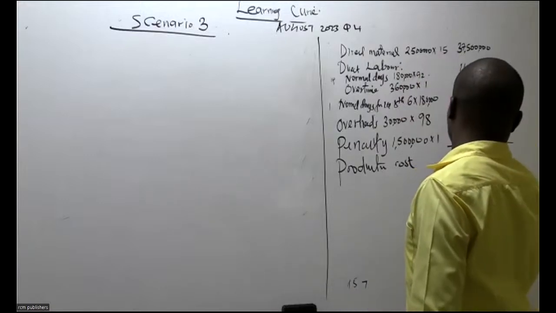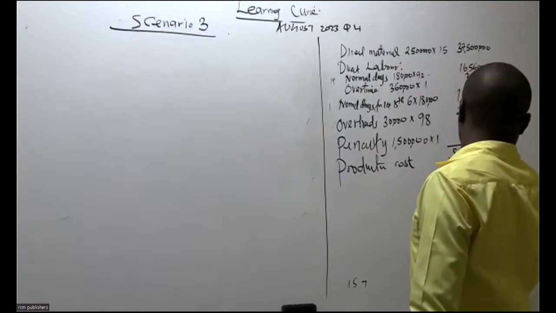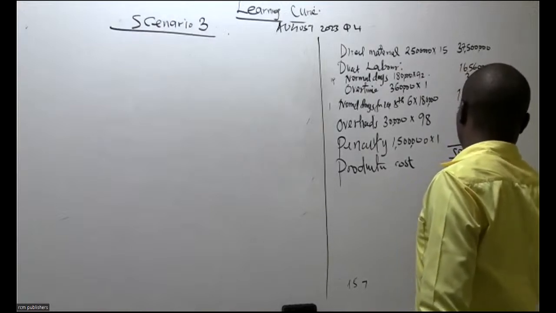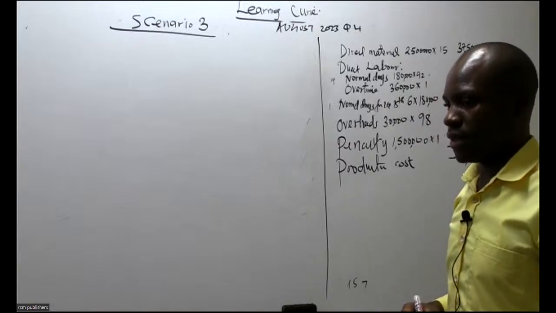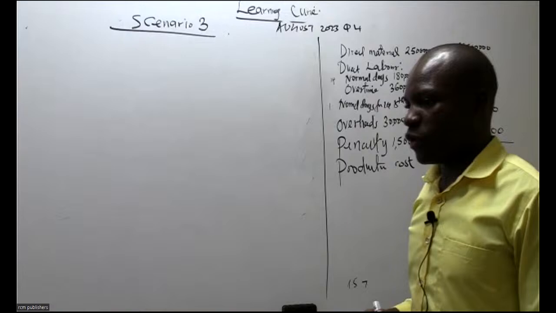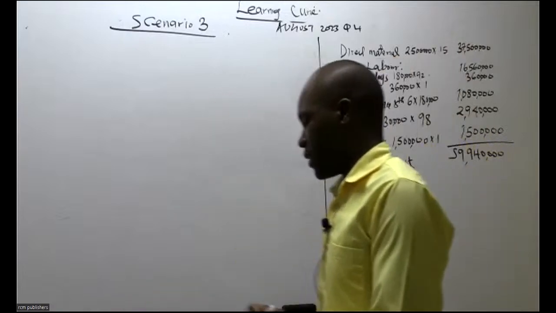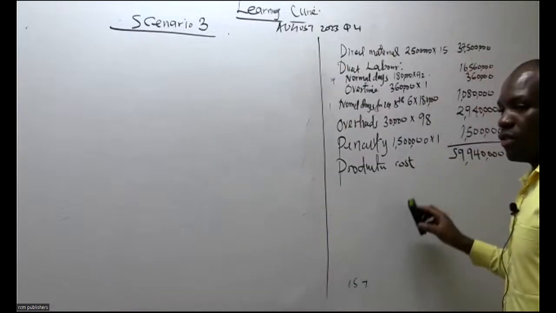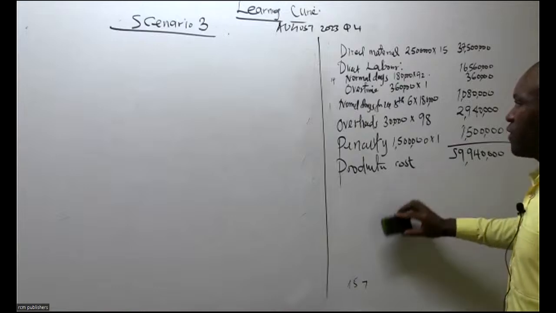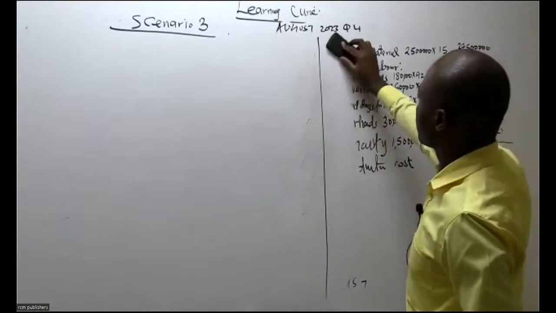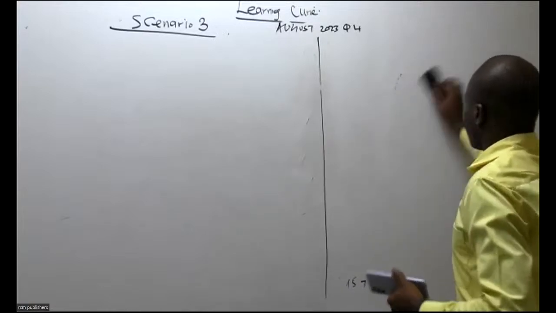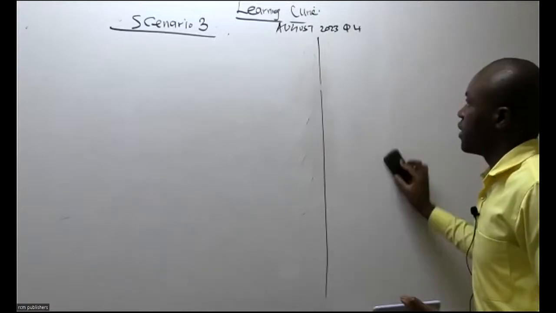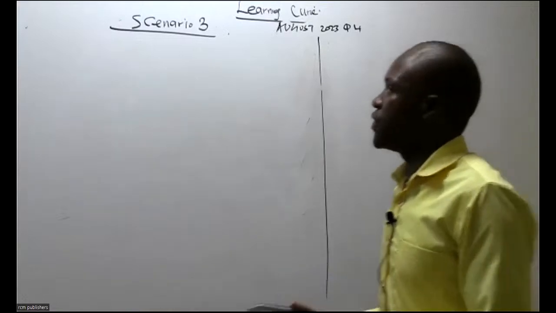59,940. 59,940,000. Okay, I can see 2 people are getting that, so I will just assume that everyone is getting this. Everyone should be getting that. So let's come to scenario number 3.